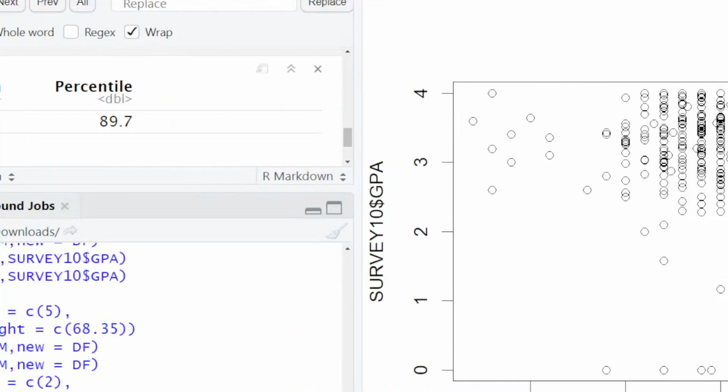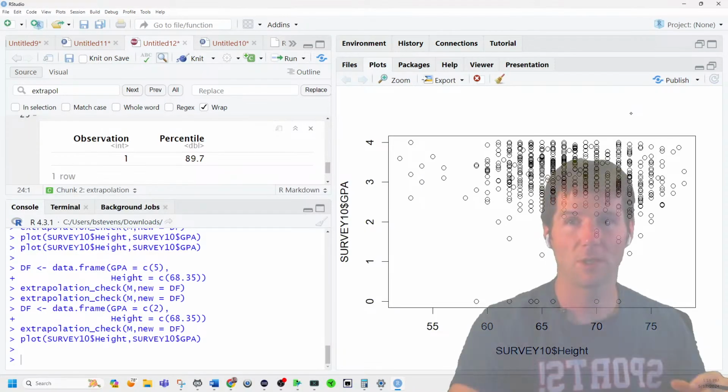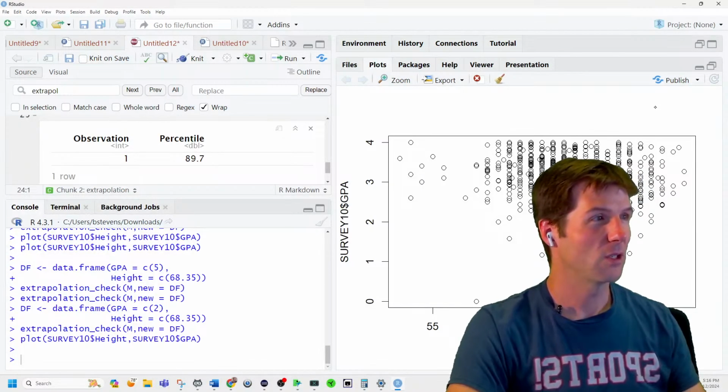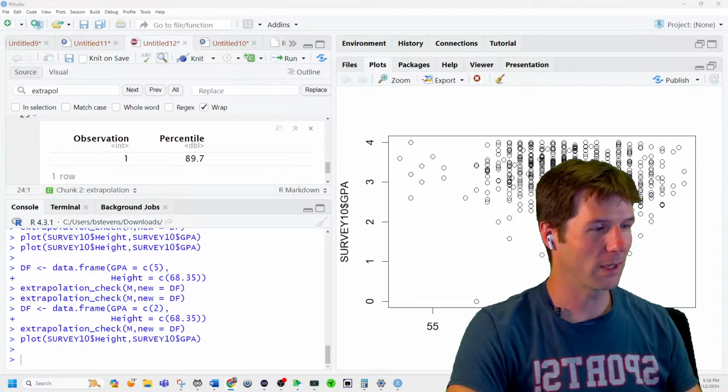So extrapolation deals only with your x's. Extrapolation is only with your x's. There's a lot of big concepts to know right there, like extrapolation deals only with your x's.